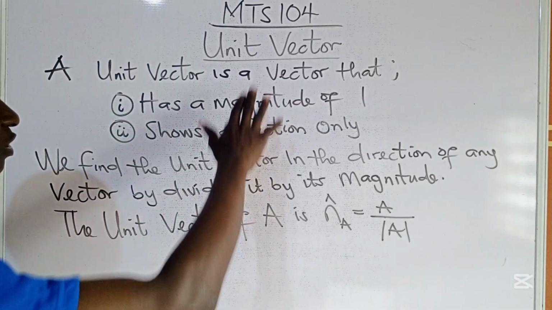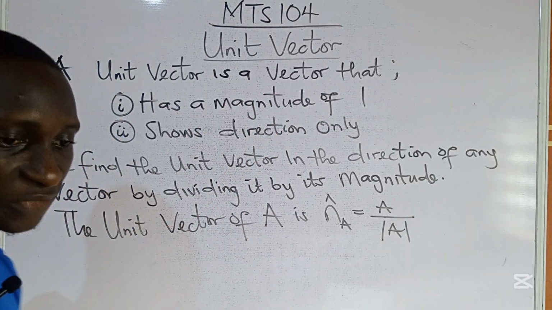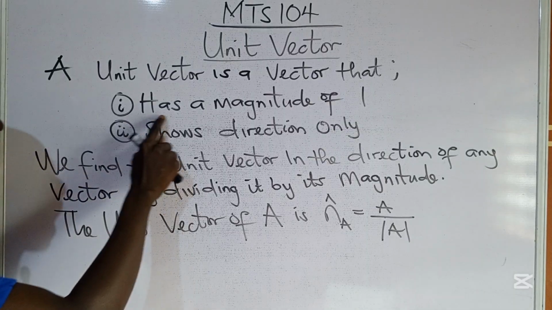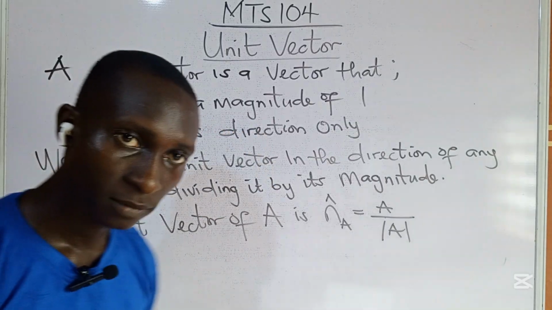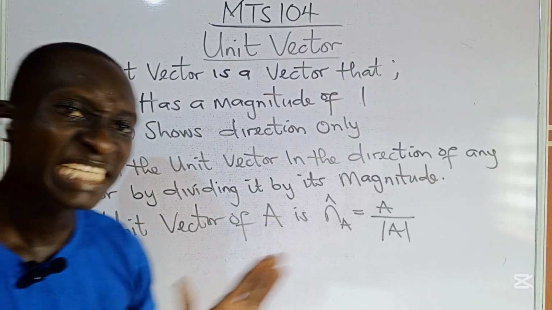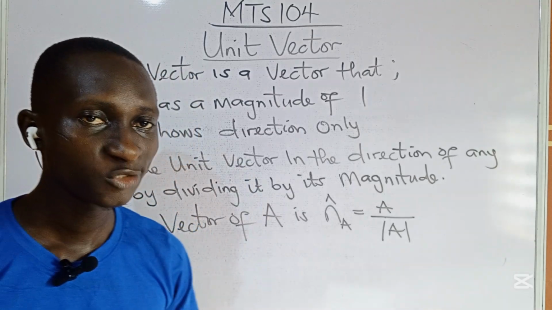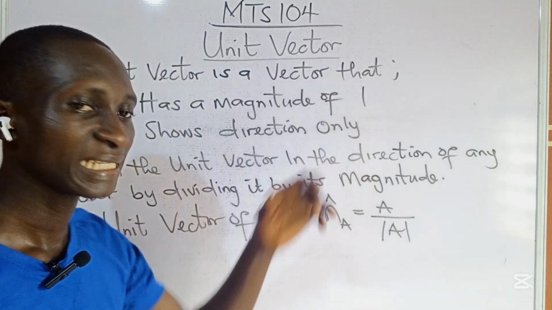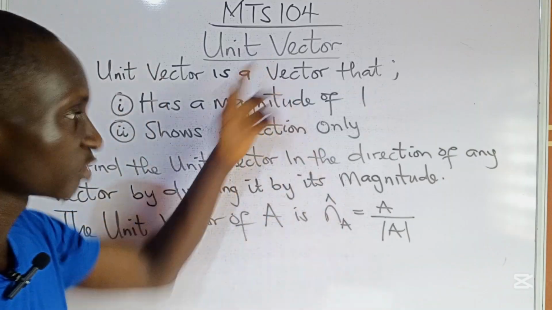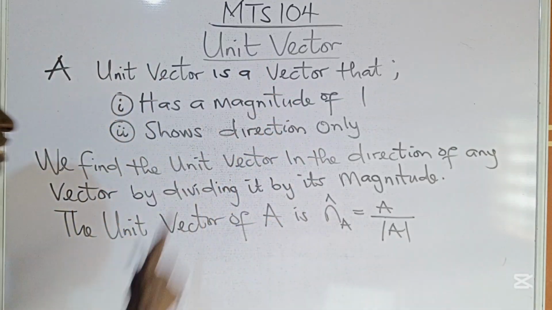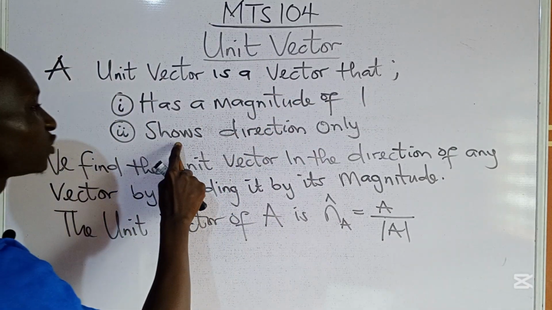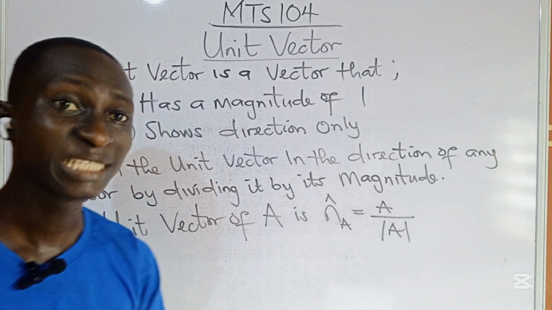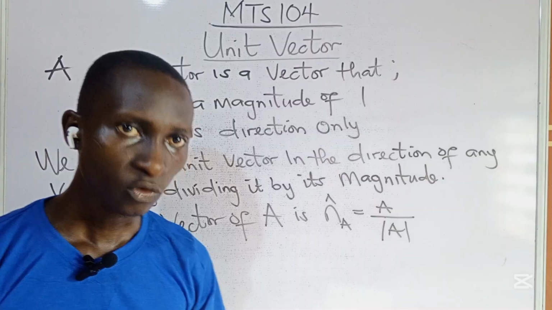Now, today we'll be talking about unit vector. What's a unit vector? A unit vector is a vector that has the magnitude of 1. In the previous video, I explained how you find the magnitude of a vector. So any vector whose magnitude is 1 is automatically a unit vector. Another thing that a unit vector does is that it shows the direction only. It shows direction only.